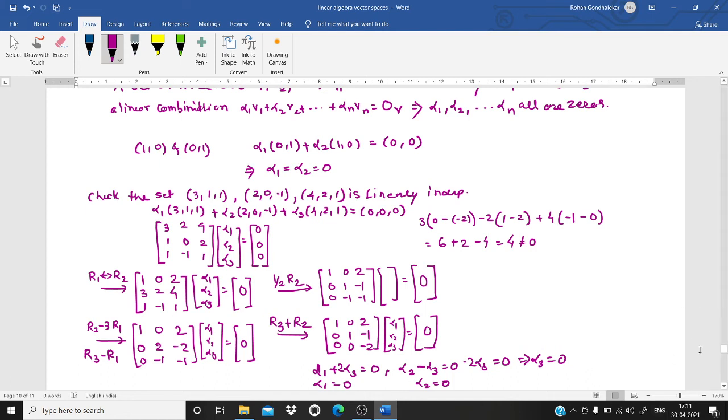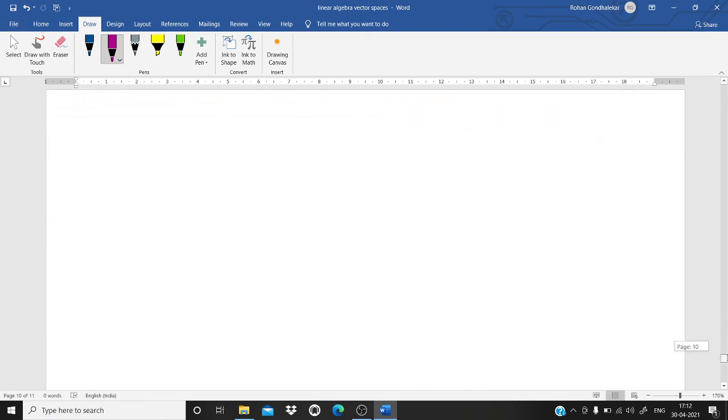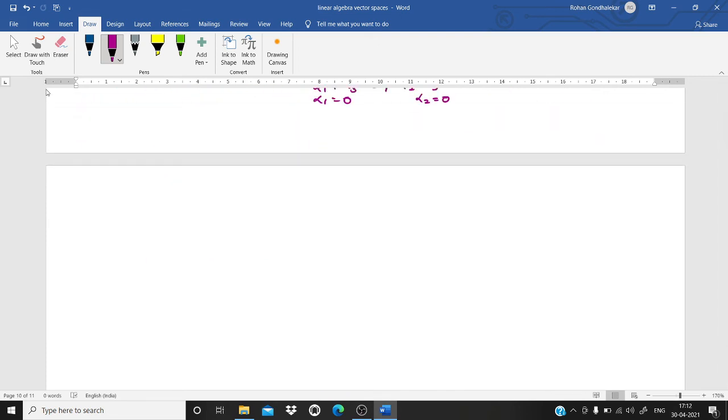What is linearly dependent? Dependent and independent. If we remove the 'in', it becomes dependent. If we remove the string 'in' from independent, we get dependent. So in this example, I'm getting alpha 1, alpha 2, alpha 3, all of them zeros. If at least one of them is non-zero, then the set becomes dependent. So that change we need to discuss. Linearly dependent.